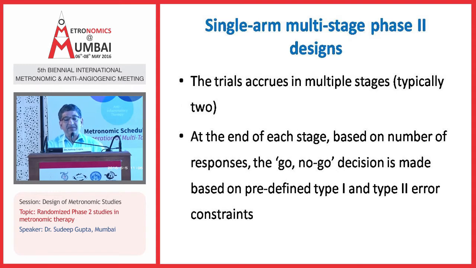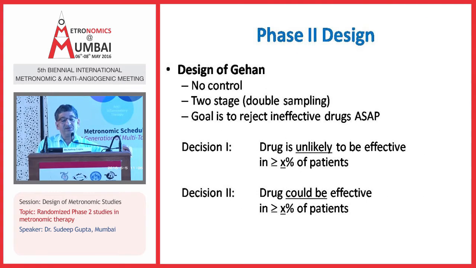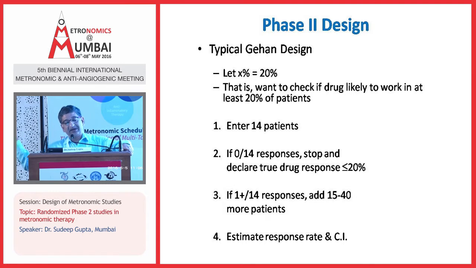So these single arm multi-stage phase 2 designs typically accrue in multiple stages. So for example, there is a go no-go decision at each stage, and you don't sort of accrue 500 patients and then analyze the trial. So this is the classic phase 2 design, and this was formulated I think about 45 or 50 years ago. Essentially the goal is to reject an ineffective drug as soon as possible. And so this is a typical design.